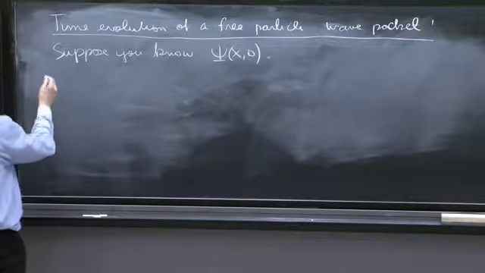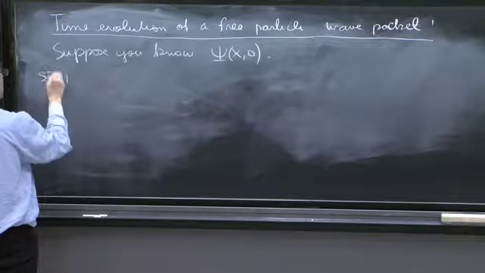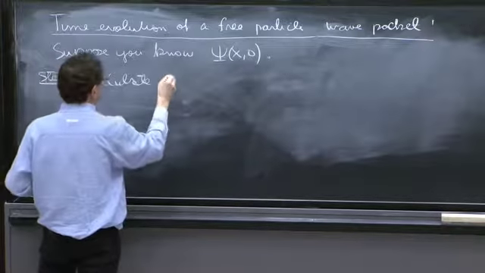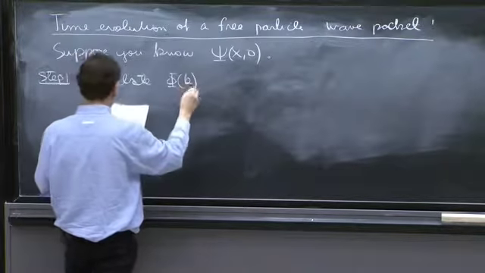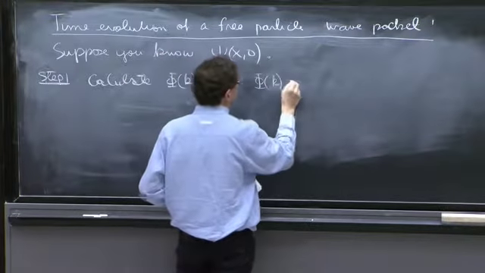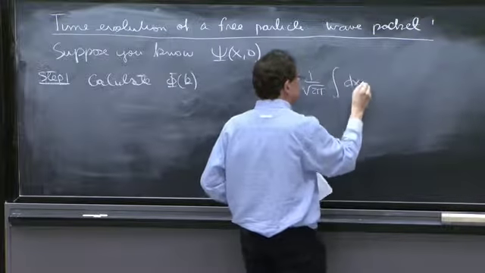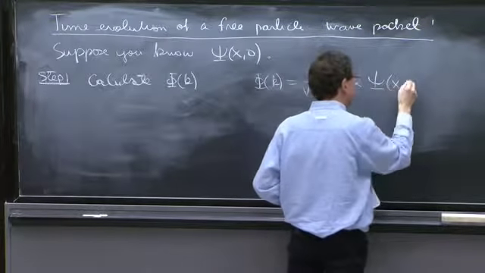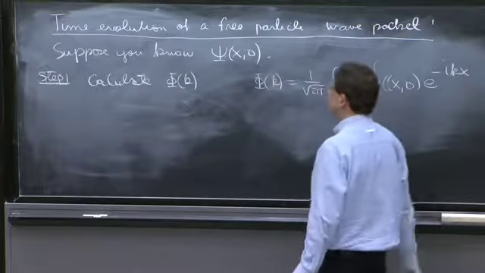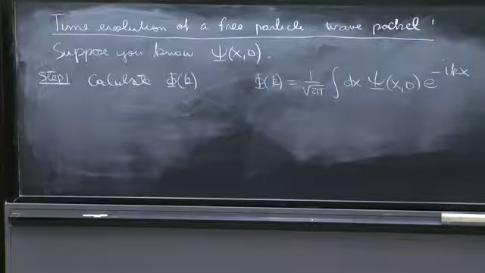Well, the first step, step 1, is calculate phi of k. So you have phi of k is equal to 1 over square root of 2 pi integral dx psi of x 0 e to the minus i kx. So you must do this integral.